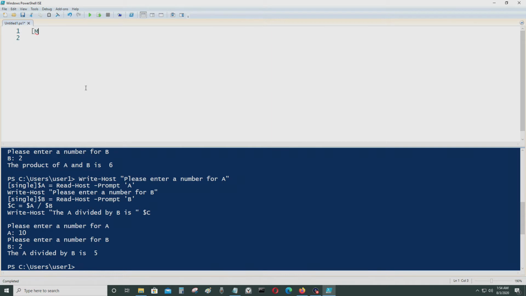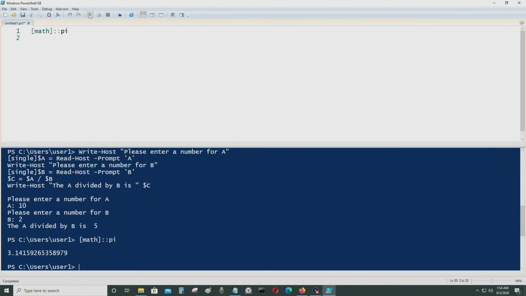We also have something called the math function. So math and pi. So pi is 3.1416. Let's run it. So it's 3.1416.